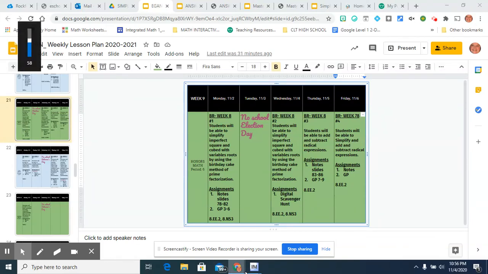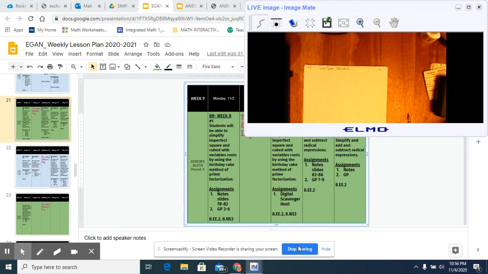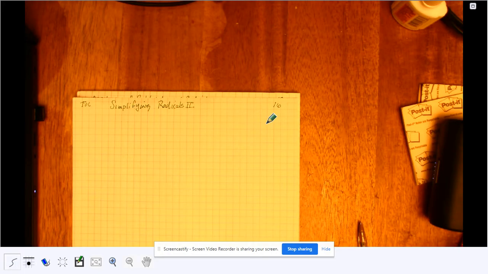Okay, today we're going to talk about two things. First off, we're going to talk about simplifying radicals again. Just there's another caveat that I needed to show you about that. And then we're going to talk about adding and subtracting radicals.